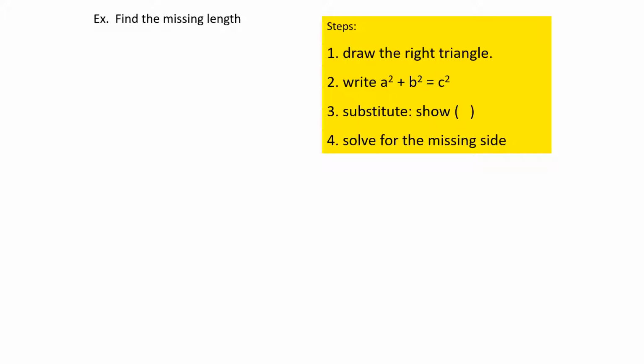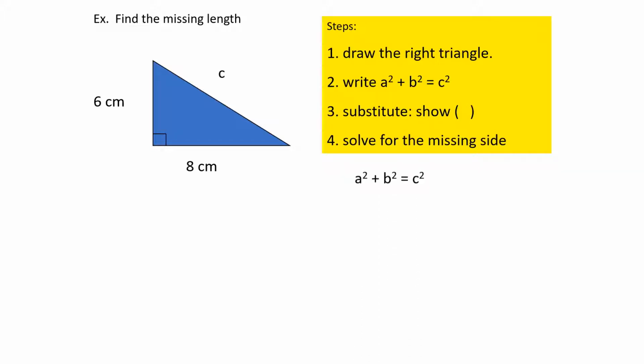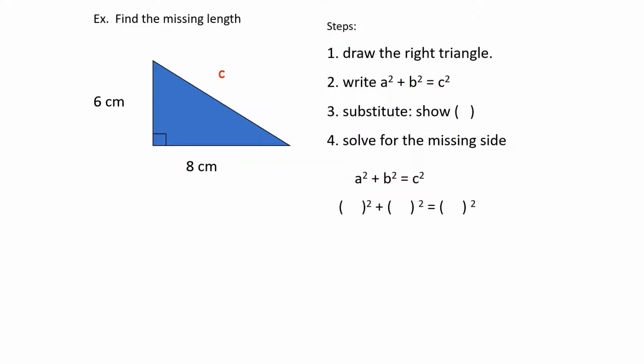So we use these to find missing lengths. That is really what we're going to be doing with this in class. So here's my triangle, and here's my problem: 6 centimeters, 8 centimeters, and I don't know the hypotenuse C. So I start off by writing my equation. A squared plus B squared is C squared. I plug in the values, so the 6, the 8, and the C.